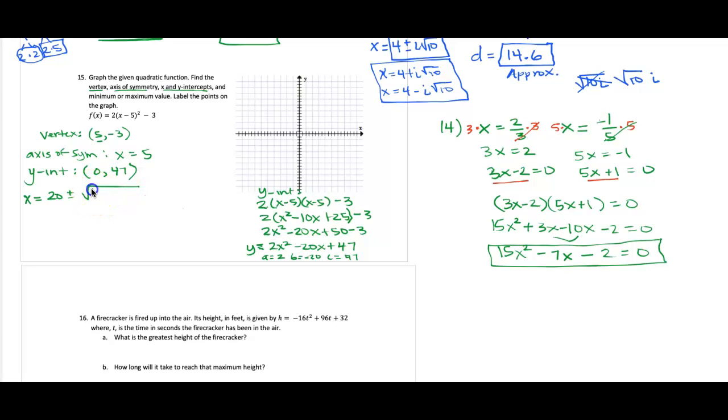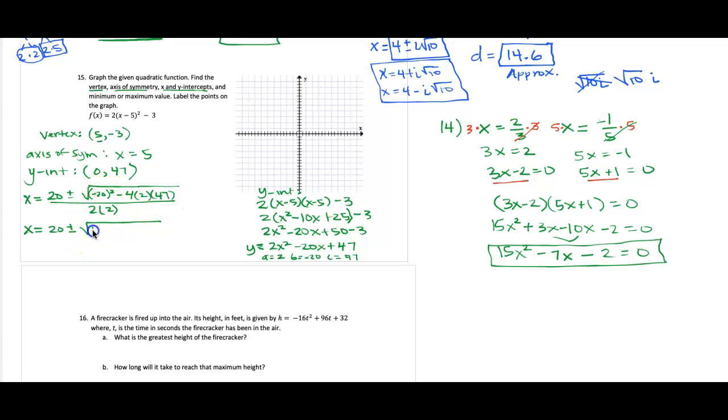So b squared is going to be negative 20 all squared, minus 4 times 2 times 47, and then all over 2 times 2. Okay, so if you write this all out so I can see what numbers you're putting where, I'm fine if you do most of the rest of this in your calculator. You don't have to show every single step if your calculator will do that.